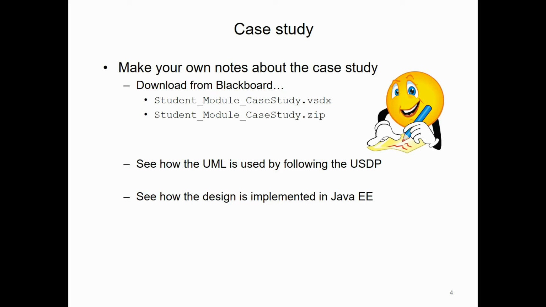What we're going to look at just now is a case study that you can download from Blackboard. It consists of two files, the Microsoft Visio file, which holds the design elements, and then an implementation. You notice I said an, not the correct implementation. It's only one of several possible implementations. And that's contained in a zip file and contains the entire enterprise application. As we look at this case study just now, watch out for how the UML is used in conjunction with the USDP, and see also how we have taken the elements of the design and implemented those in the application.